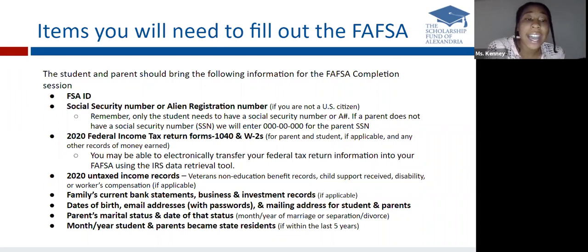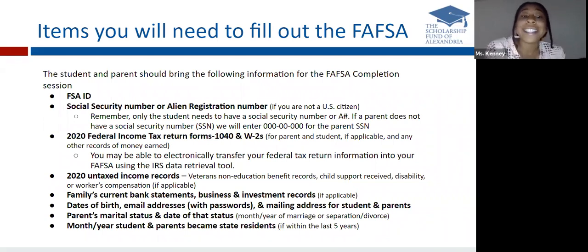You will also need to have your 2020 untaxed income records. Again, only if this is applicable. Those who are veterans, non-education benefit records, child support, or have disability or workers' compensation, this is where you would typically input that information. You will also need to have family's current bank statements, business and investment records, if applicable.